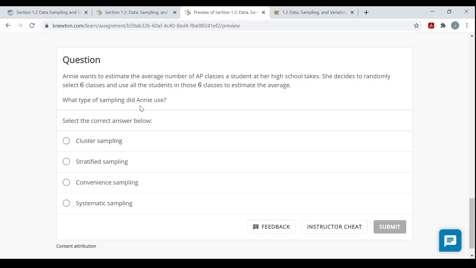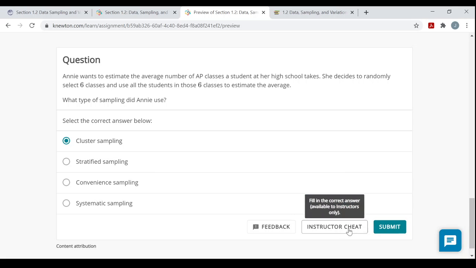So what type of sampling did Annie use? This is cluster sampling, because there's more than 6 classes. She's breaking her school up, the population, right? All the students in her high school, into groups, into classes, and then taking 6 of those classes and leaving the rest alone. Right? So that's an example of cluster sampling.